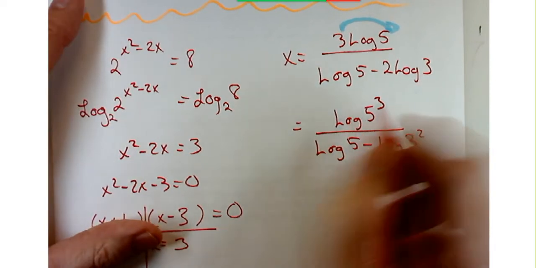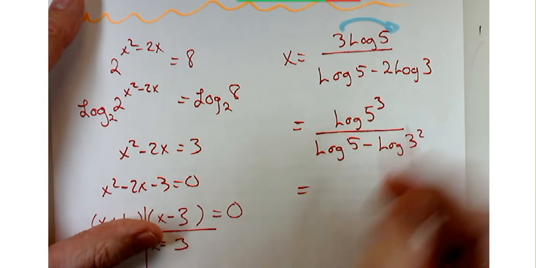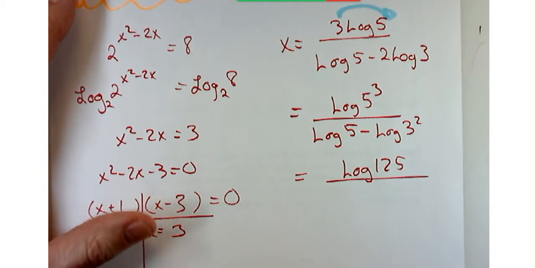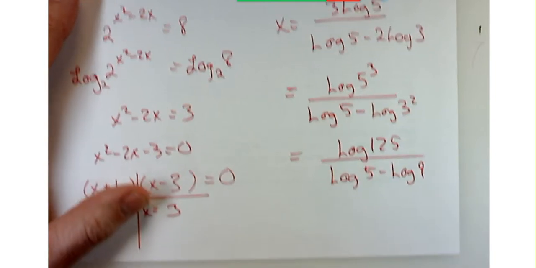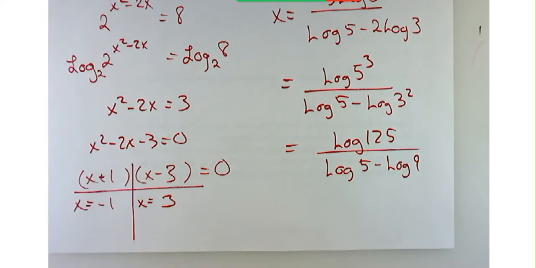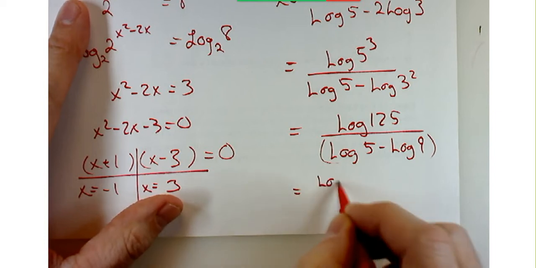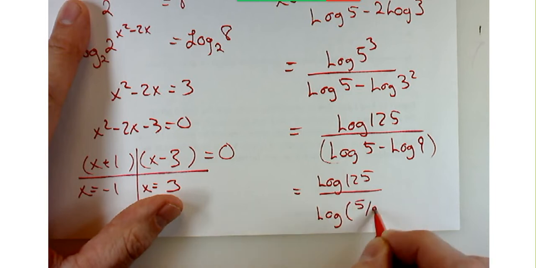Then what? Well, I happen to know that 5 times 5 is 25, times 5 again gives me 125. So this is really log of 125. And that looks a little bit nicer in the numerator. Log of 5 minus log of 9 in the denominator. And there's one more property I'm going to use before I try and calculate this thing. Does anyone know what other property I can use? It's a property of logarithms. Give you a hint, it's in the denominator. Yeah, the division one. So this is the log of 5 over 9.